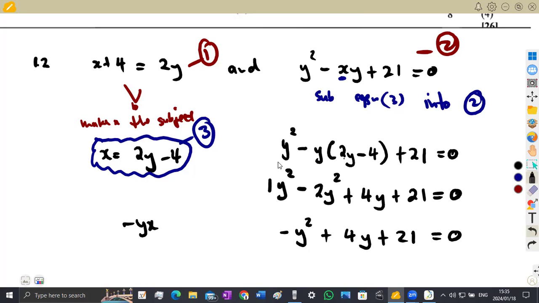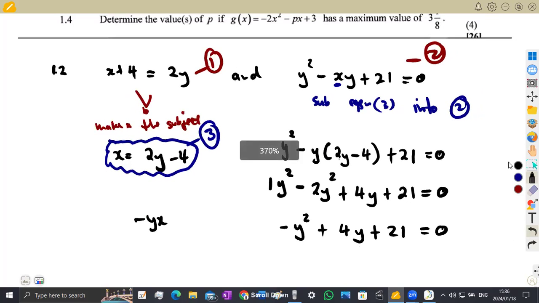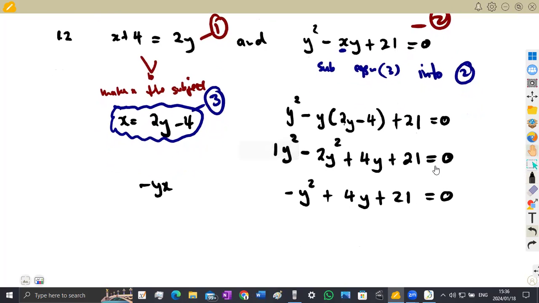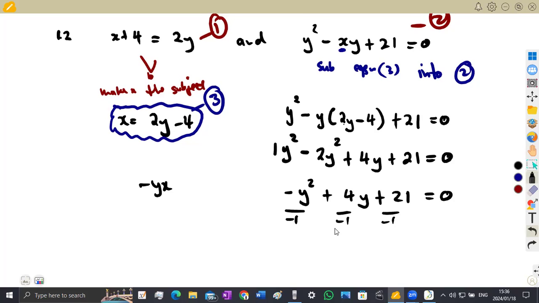This is a normal quadratic equation that we have. But as you can see, we can even make the coefficient of y squared a positive. So you're going to divide by -1 throughout. So that means you're going to have y squared, positive divided by negative is a negative, positive divided by negative is a negative, is equal to 0. 0 divided by any number is 0.